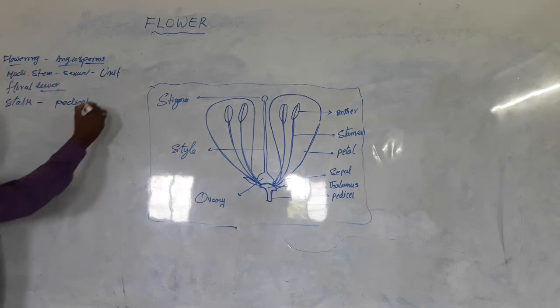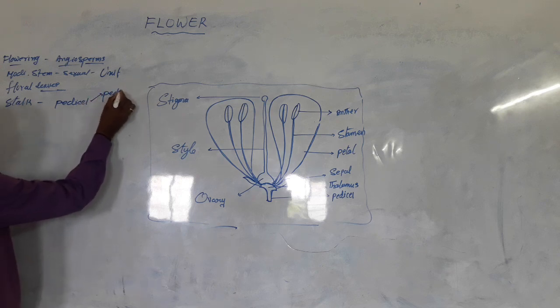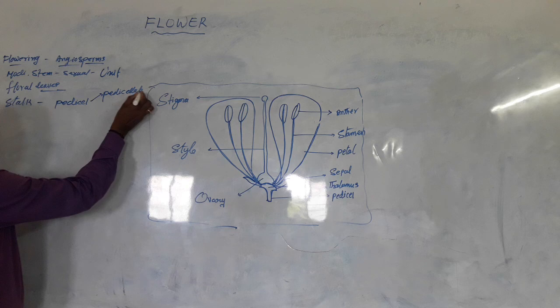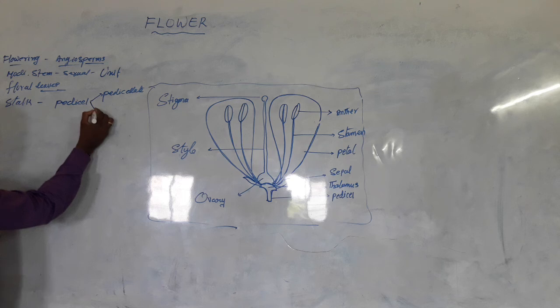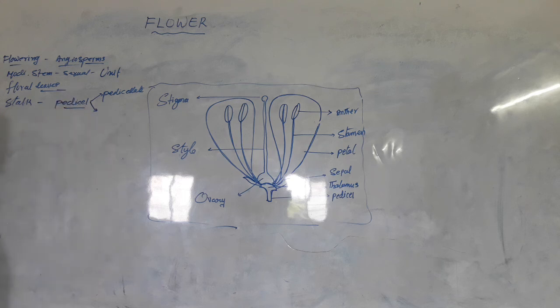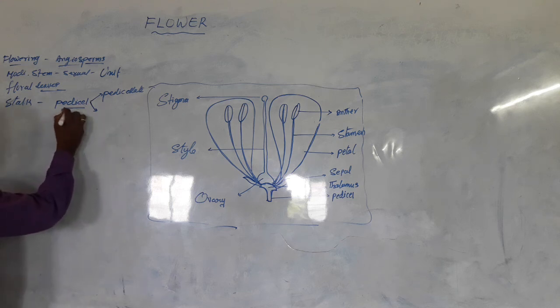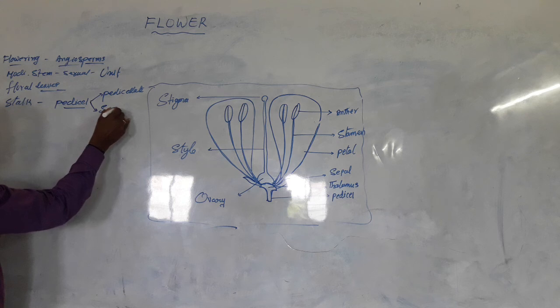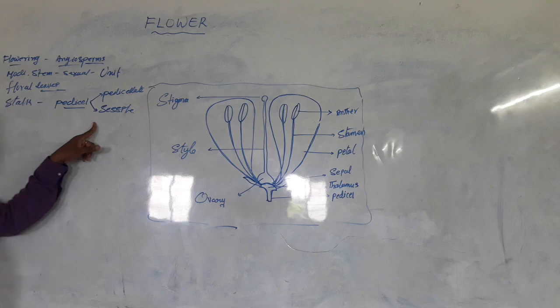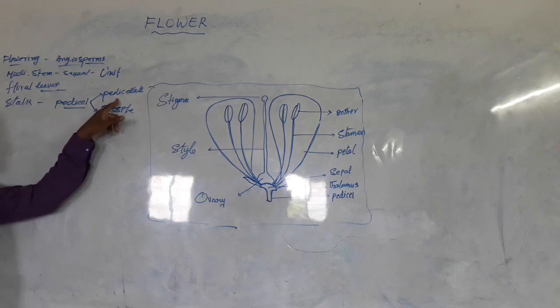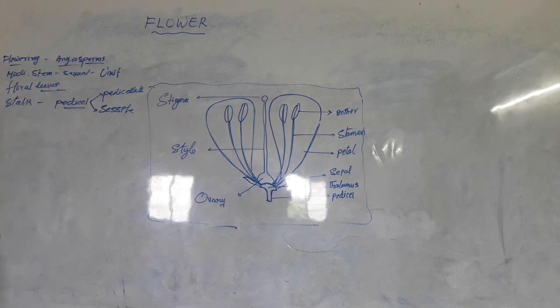A flower with a pedicel is called a pedicellate flower. The majority of flowers are connected with the peduncle by a small stalk, the pedicel. But sometimes flowers are directly attached to the peduncle without any stalk. That is called a flower without a pedicel, considered a sessile flower. Sessile flower: without stalk or pedicel. Pedicellate flower: with stalk or pedicel.